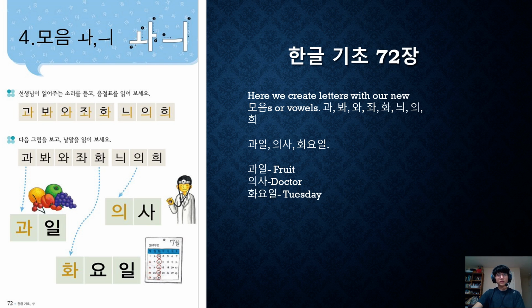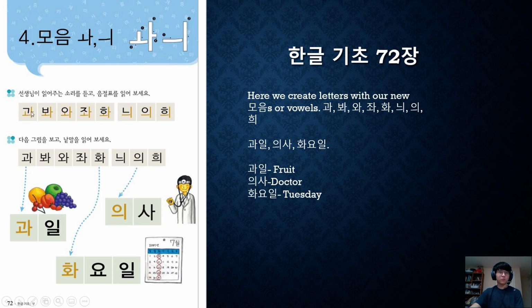So here we create new letters. We're going to turn to 한글 기초 상, the orange one, to page 72. On page 72, we have a section: 선생님이 읽어주는 소리를 듣고 음절표를 읽어보세요. I'm going to read out the letters to you, and then you can follow after me. So here we have some examples: 기역, 비읍, 이응, 지읒, 히읗.